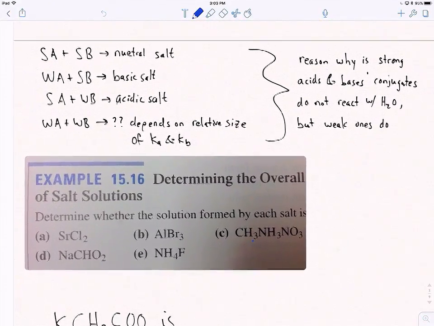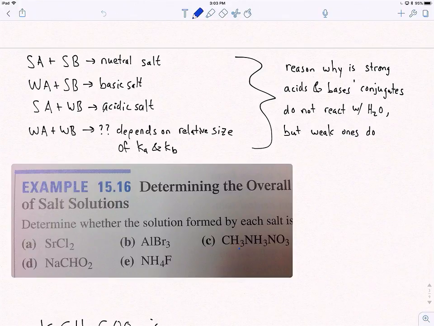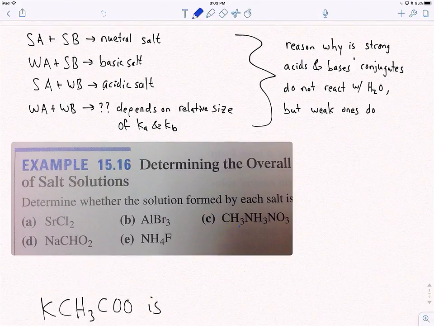Specifically though, if you mix these together, if you have a strong acid plus a strong base, you get a neutral salt. And strong bases are all the alkalis and alkaline earths. Everything else is a weak base. Strong acids, in this case, are HCl, HBr, HI, and nitric and perchloric, not sulfuric, because H bisulfate is a weak acid. So a weak acid and a strong base will make a basic salt.